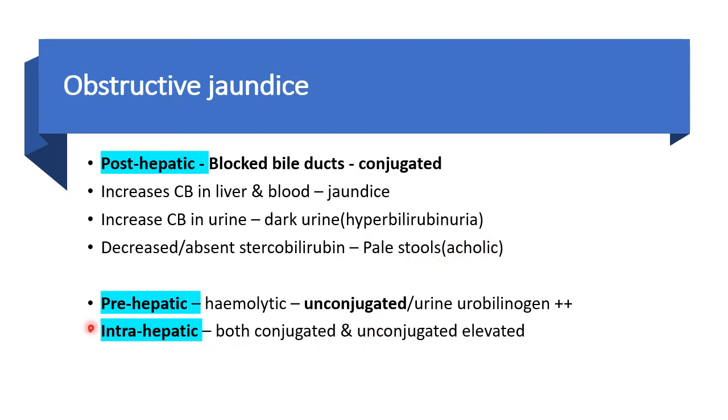The other two types of jaundice: the prehepatic, which is basically an increase in hemolysis of the RBCs, with a marked increase in unconjugated bilirubin, and urine urobilinogen is a significant sign. And the intrahepatic type, where both conjugated and unconjugated bilirubin are elevated, such as in cirrhosis of the liver.